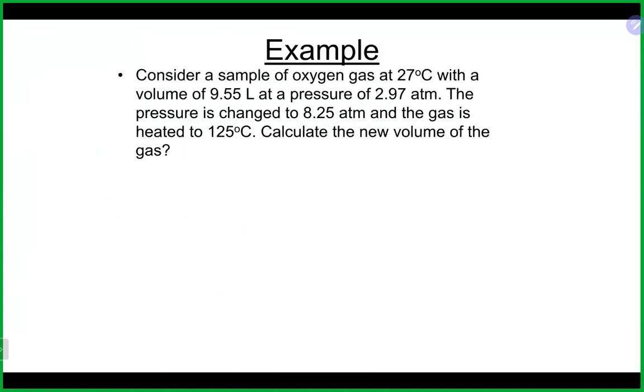There it is. All right, let's give this one a go here. Consider oxygen gas. We got it at 27 degrees. It has a volume of 9.55 liters and a pressure of 2.97 atmospheres. We changed the pressure to 8.25 atmospheres, and we heat it up to 125 degrees Celsius. What will be the new volume of this gas? So give it a go, see what you come up with.